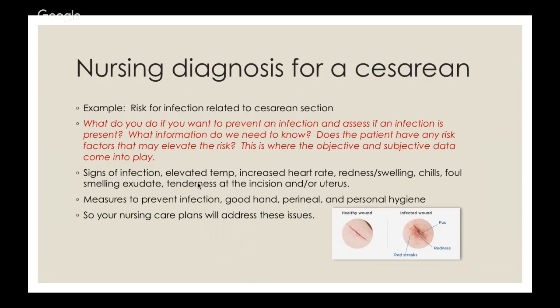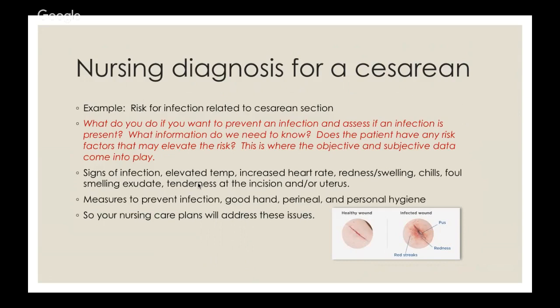So what do you want to prevent? What do you do if you want to prevent an infection and assess if an infection is present? What information are we going to need to find out about this patient? Are there additional risk factors? Did the patient come in GBS positive, or has she been ruptured for a long time, or is she immunocompromised? What are some of the risk factors that may elevate it? So we want to know this first.